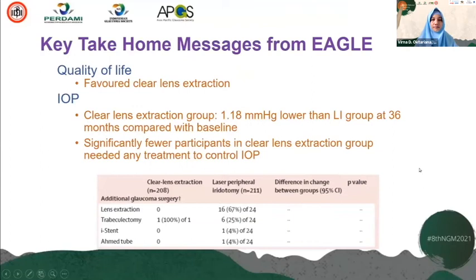Now, the important take-home messages from the EAGLE study are that, first of all, in terms of quality of life, the outcomes favor early clear lens extraction. And secondly, in terms of both the actual intraocular pressure level as well as the requirement for drugs, these outcomes also favor clear lens extraction as the initial step of treatment in such eyes.